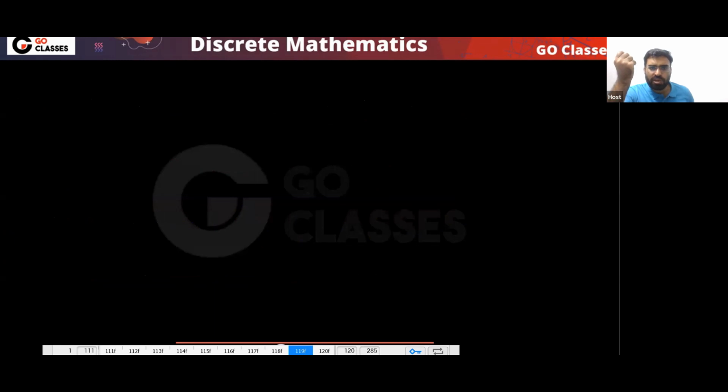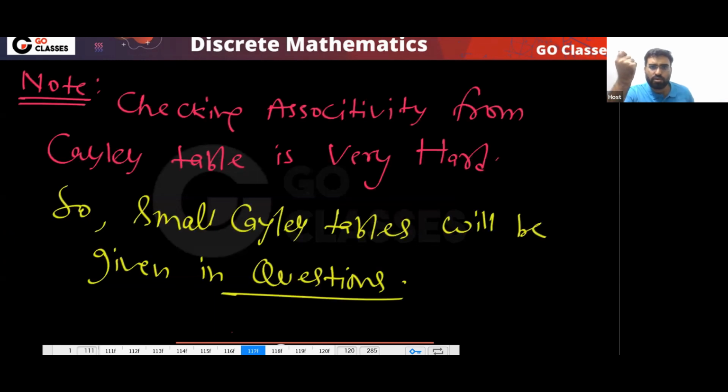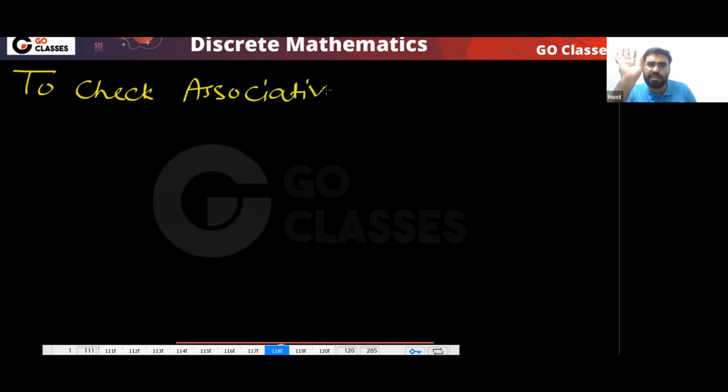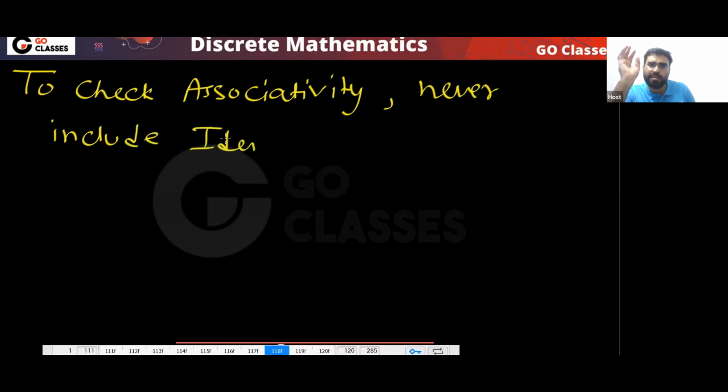One interesting thing you can do, if you want to check associativity, never check associativity with the identity element. Never include the identity element. Why? Can anyone tell me why? Never include the identity element.